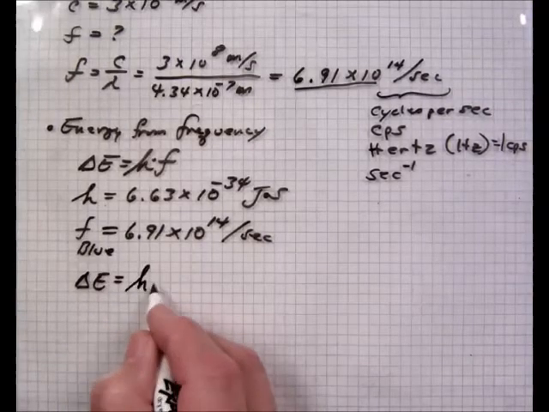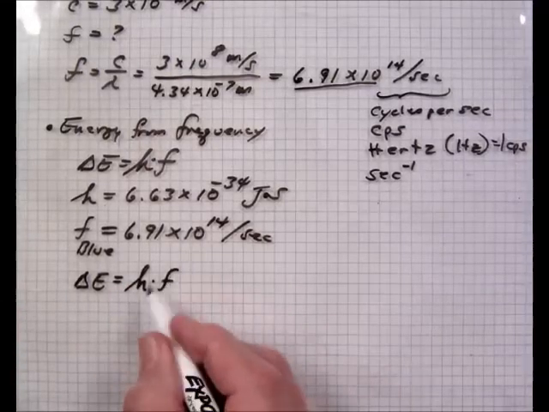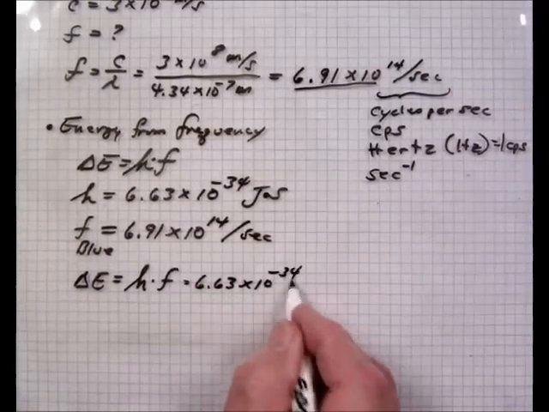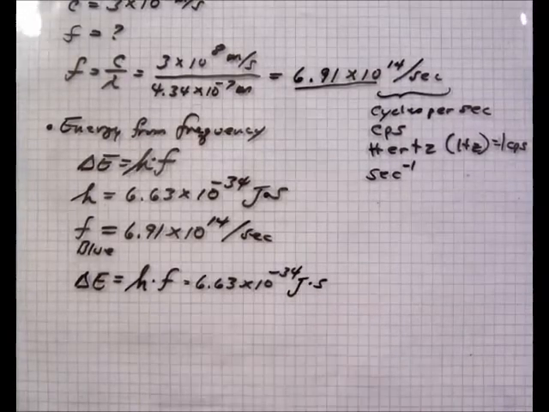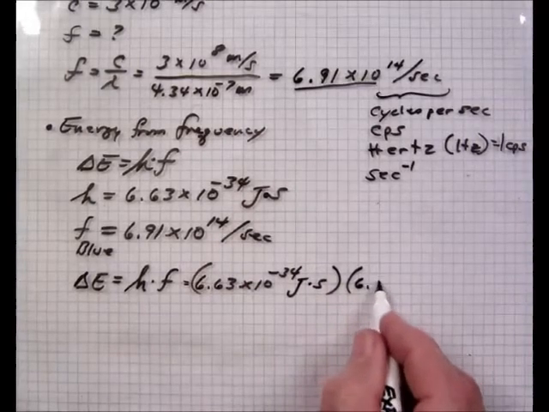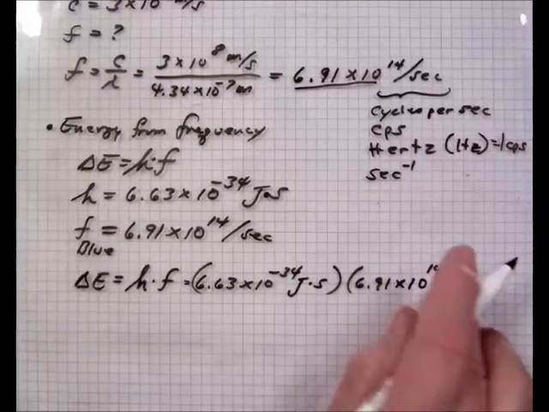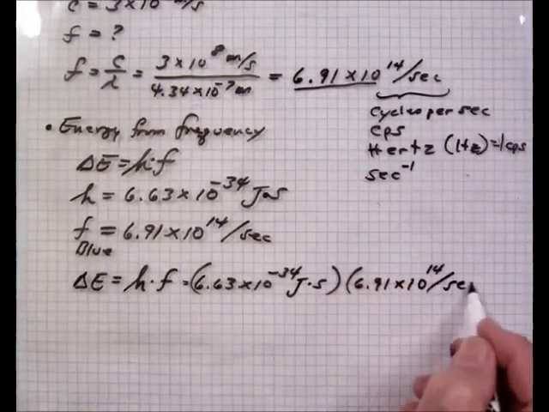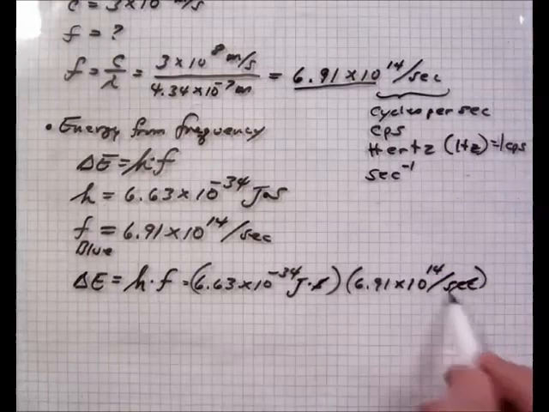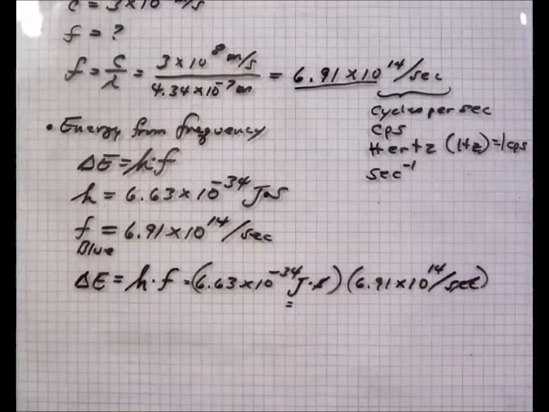So it's just a matter of learning how to substitute and convert. So that's 6.63 times 10 to the minus 34 joule seconds, and the frequency is 6.91 times 10 to the 14th seconds to the minus 1, or divided by seconds. And so seconds in the Planck's constant will cancel with seconds over here, and you're only left with the units of joules. And that's what we want.